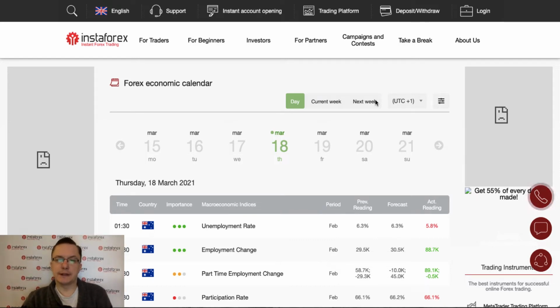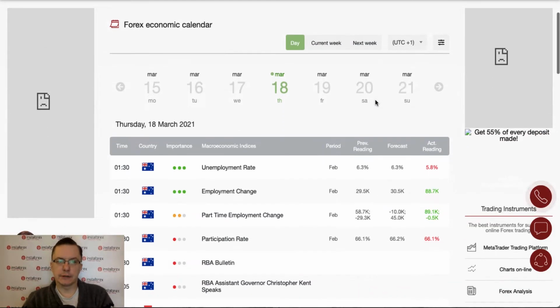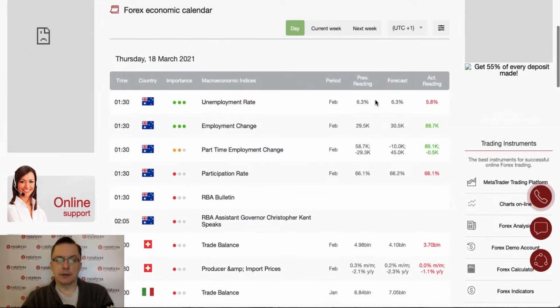Today is Thursday, the 18th of March 2021. So let's take a look at the Forex calendar to see what is going on today. It looks like we are going to have a busy day today. Some data had been published already, like unemployment rate and employment change data from Australia.